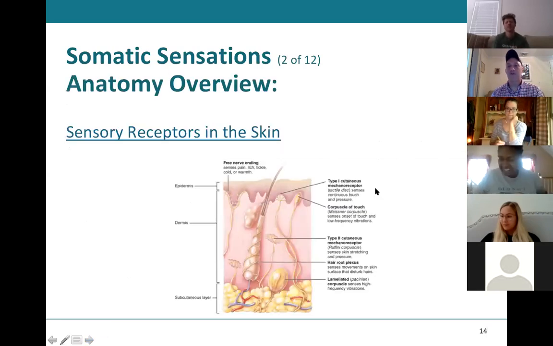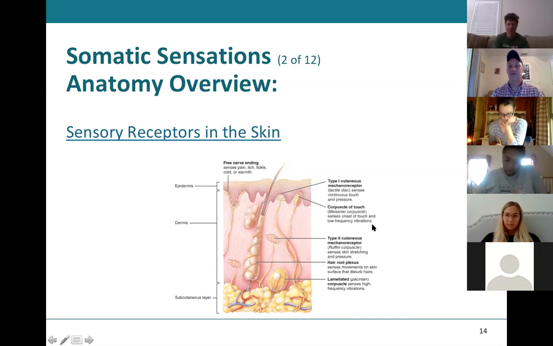We've already done this. Notice inside chapter 16, we rename all of these receptors, okay? You have a type 1 cutaneous receptor. Free nerve ending is the same, but what we're doing now is free nerve endings collect these types of senses: pain, itch, tickle, cold, and warmth. Type 1 cutaneous mechanoreceptors detect touch and pressure.